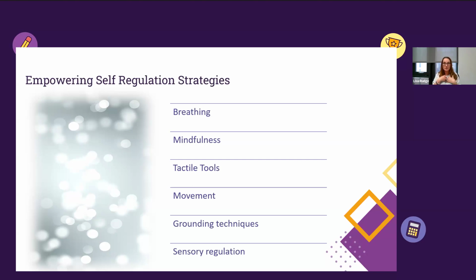But it empowers us. All of these self-regulation strategies are strategies that we can do on our own to help ourselves. It is empowering. Sensory regulation can help in the same way as the grounding and the mindfulness. So that sensory regulation might be weighted items. It might be perhaps feeling something cold, taking a sip of a cold glass of water. Anything that involves us thinking about our senses can be really, really helpful.